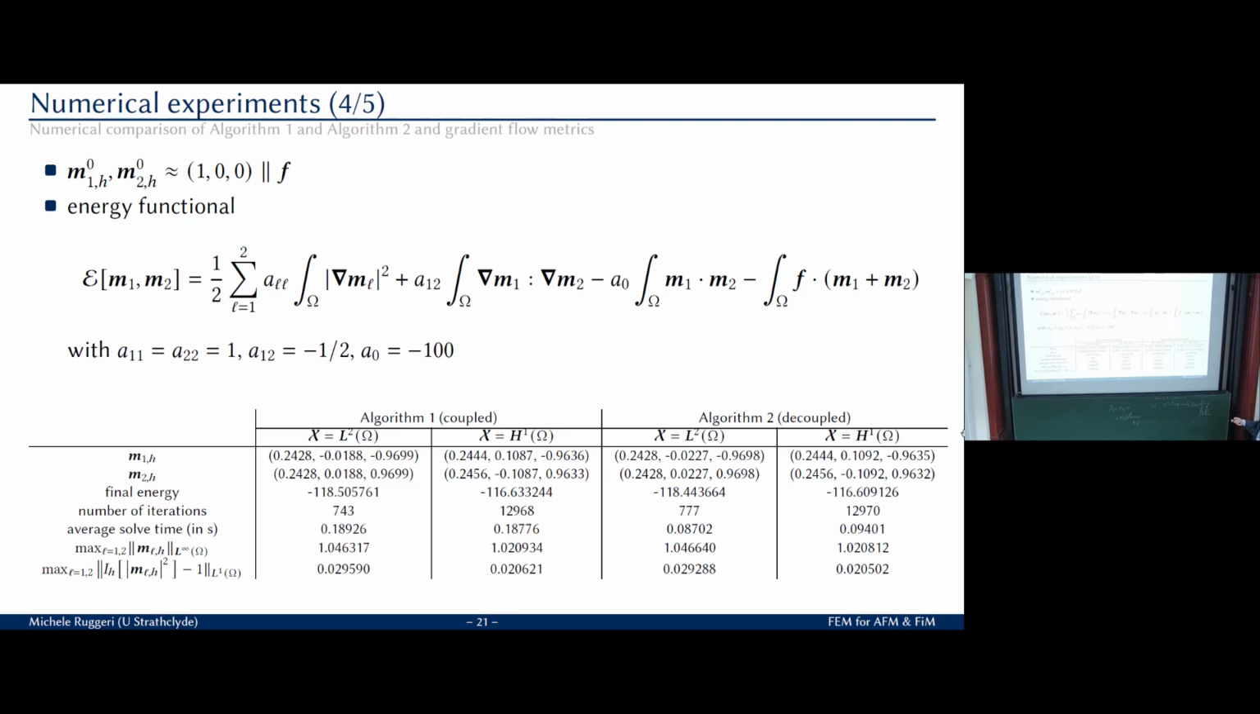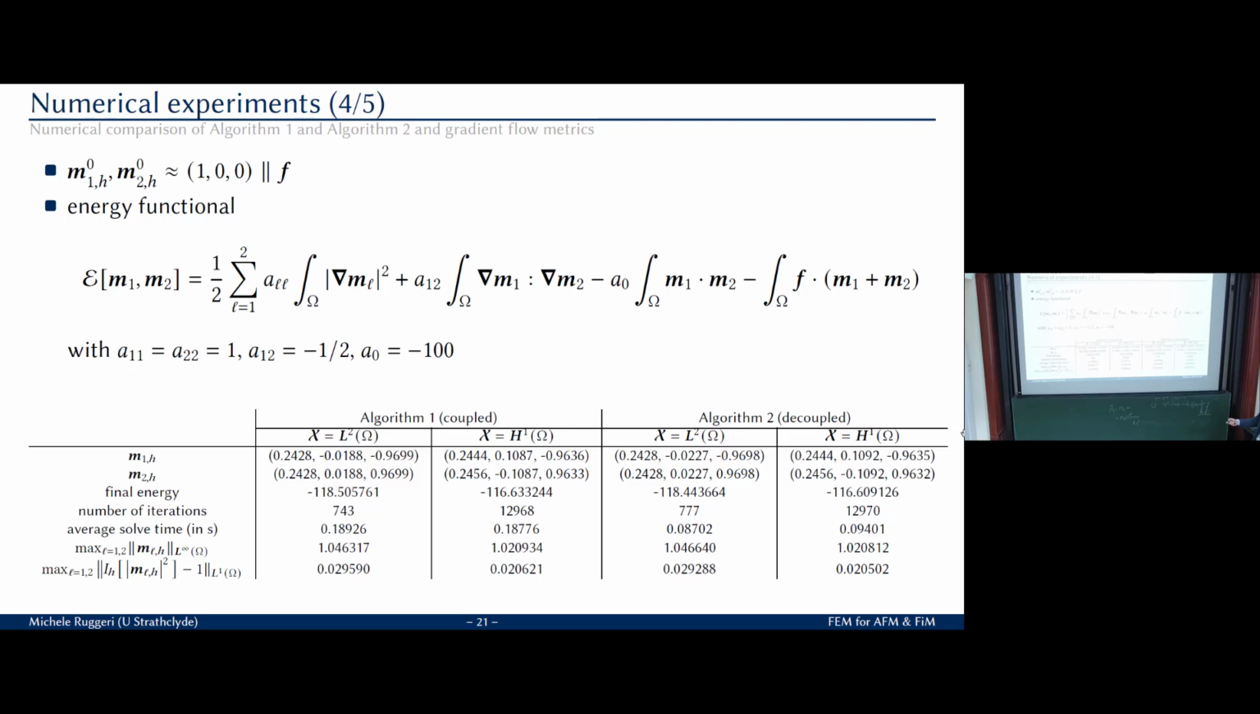Okay, the number of iterations: you have significantly fewer iterations for the L2 gradient flow compared to the H1 gradient flow, for both algorithms. The average solve time, again I compare them for both algorithms, and you see that the one of the decoupled algorithm is more or less half of the one of the coupled algorithm. So decoupling the equation is good from the perspective of numerical linear algebra. So this is something that you want to do in principle.